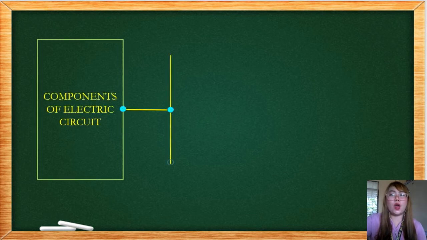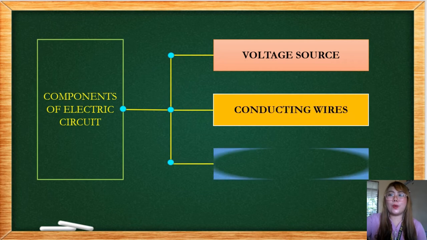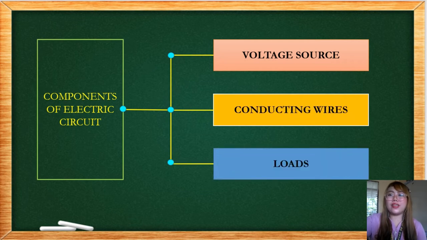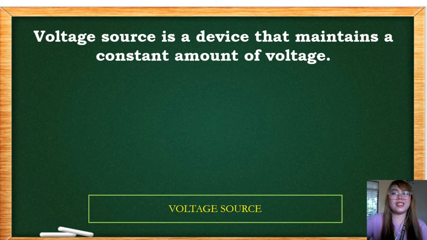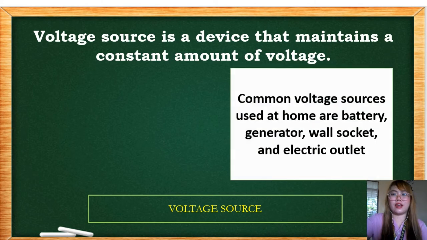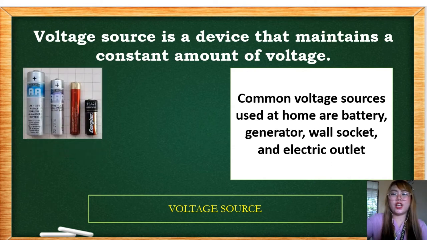Let's also discuss the components of electric circuit. What are these components? Well, all electric circuits have at least three components: a voltage source, conducting wires, and loads. They may have other parts as well, such as switches. What is a voltage source? Voltage source is a device that maintains a constant amount of voltage. Common voltage sources used at home are battery, generator, wall socket, and electric outlet.